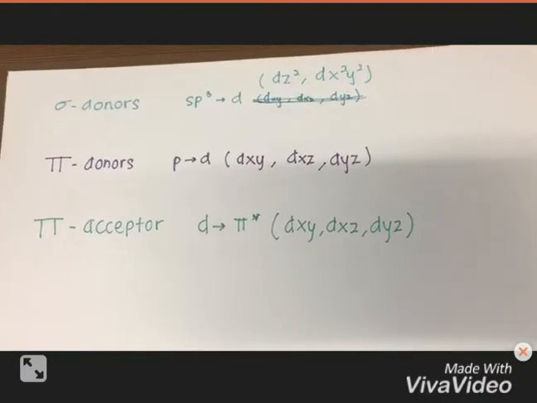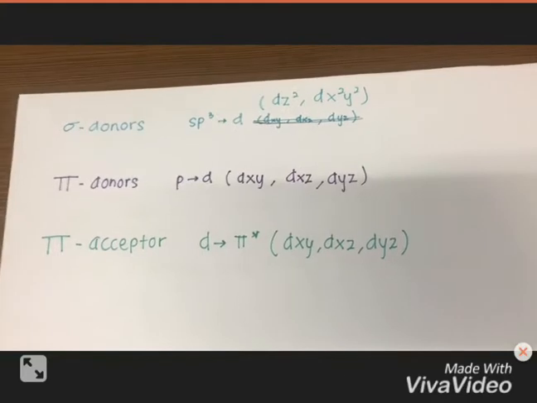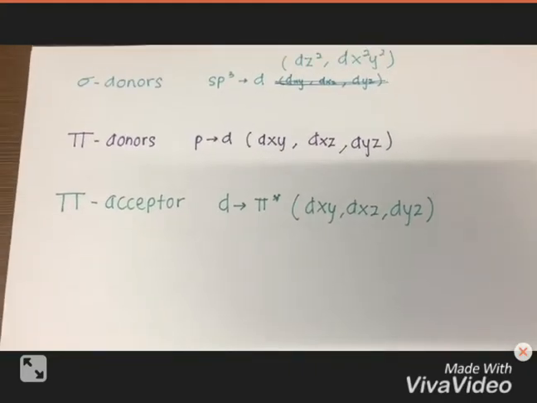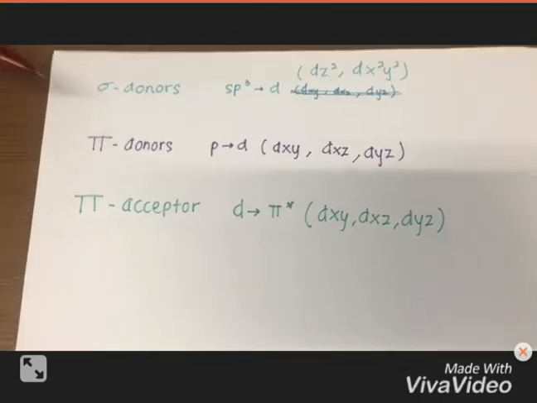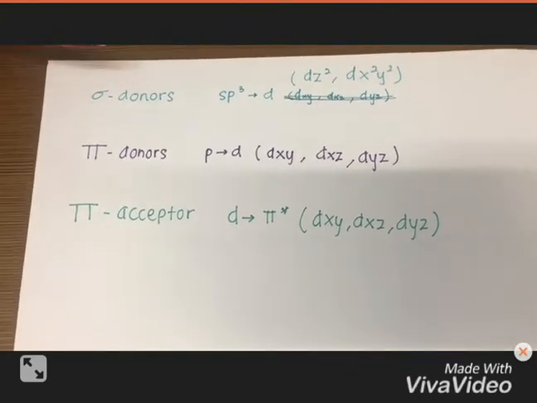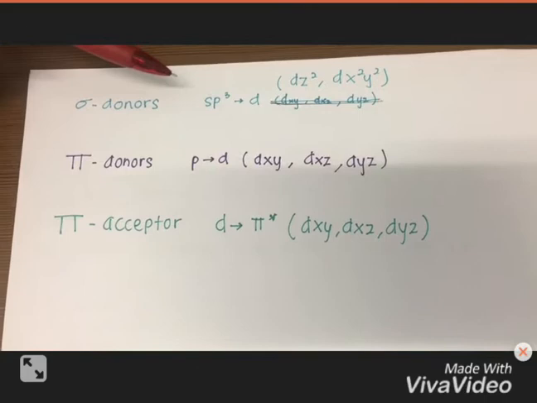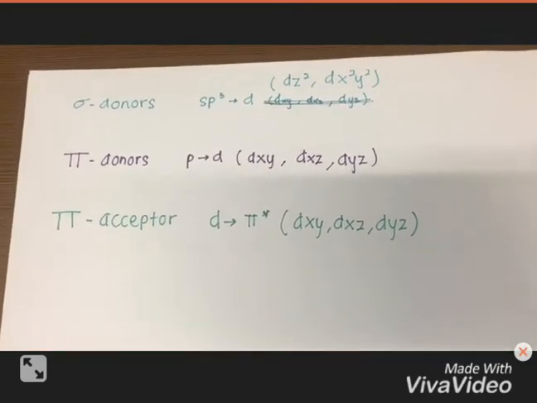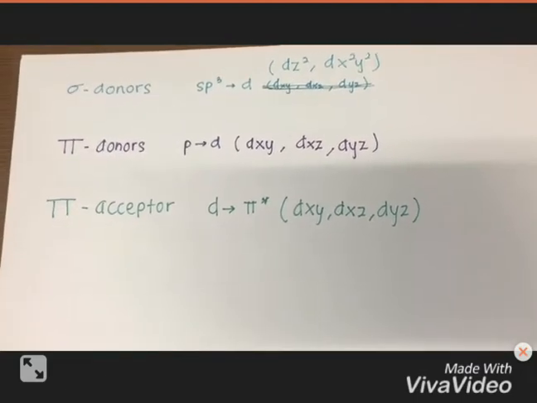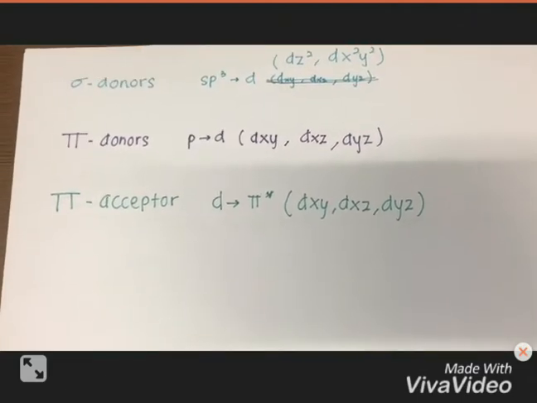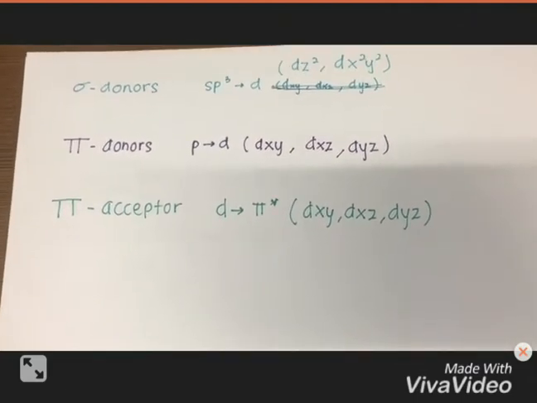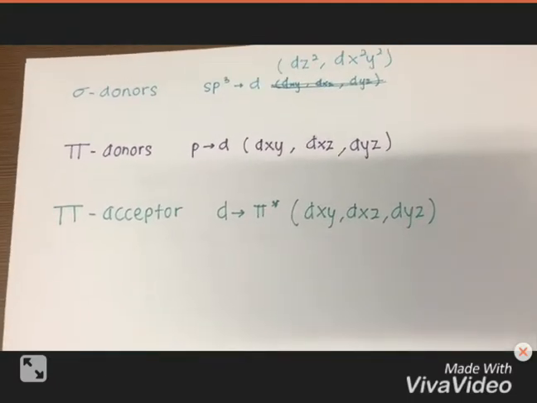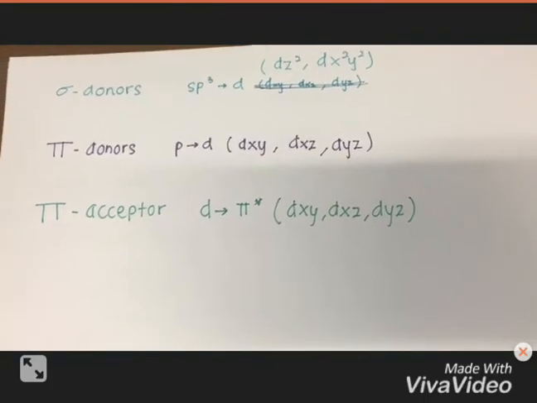As we can see, these sigma and pi donors and acceptors involve orbital overlapping. For sigma donor, the sp3 orbitals overlap with the d orbitals, which are dz2 and dx2-y2. For pi donor, the d orbitals are dxy, dxz, and dyz. For pi acceptor, the d orbitals are also dxy, dxz, and dyz.